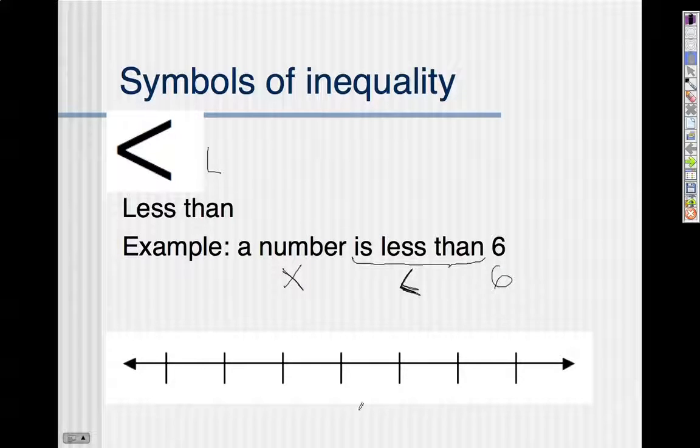And if we want to graph that, again, we want to look at the part of the number line that's important to us.